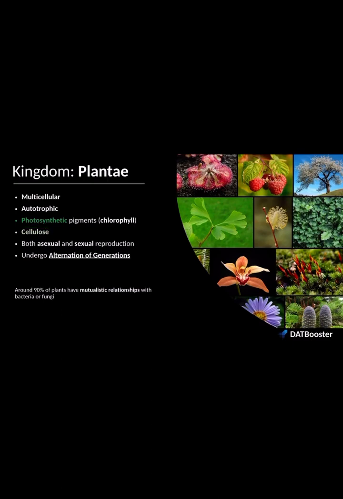And plants are unique in terms of their reproduction. They can reproduce both asexually and sexually. And they undergo a process known as alternation of generations. Now we're going to look at this in the next slide.